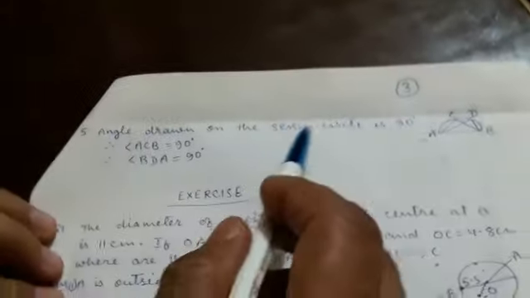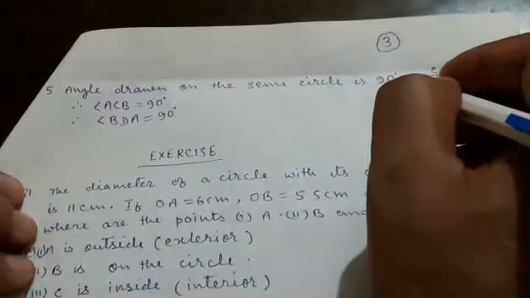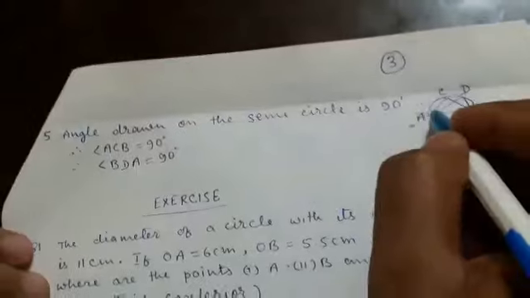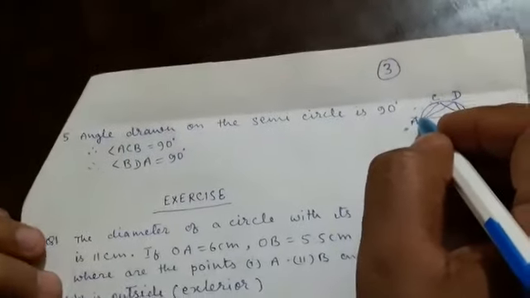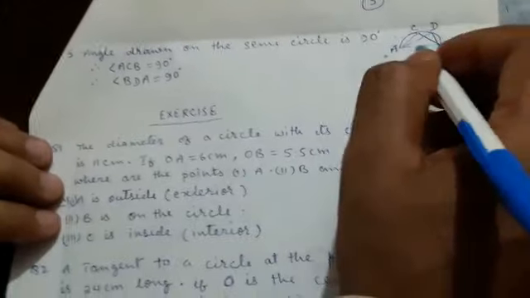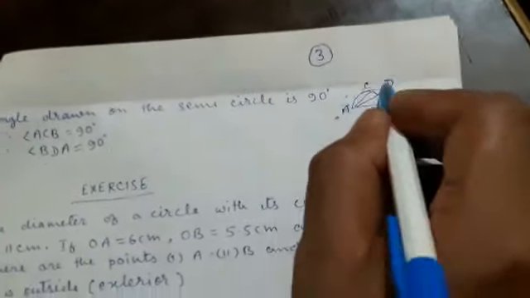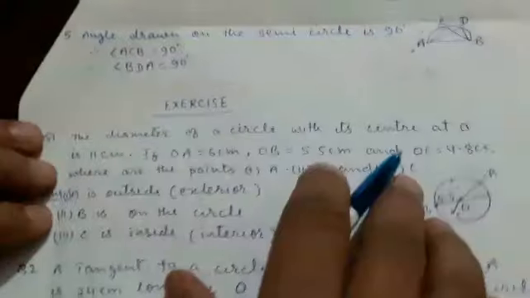And the last property here we will learn: angle drawn on the semicircle is 90 degree. Here from the semicircle, if you are making any number of angles, all those angles will be 90 degree. So here ACB and ADB all are 90 degree.